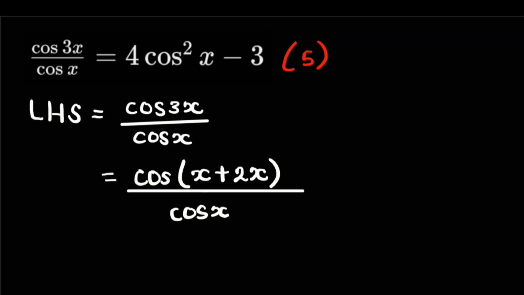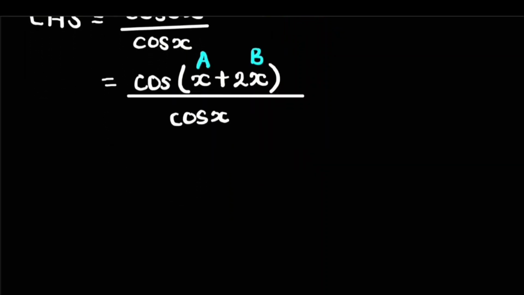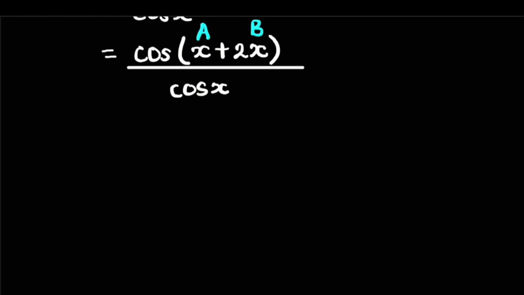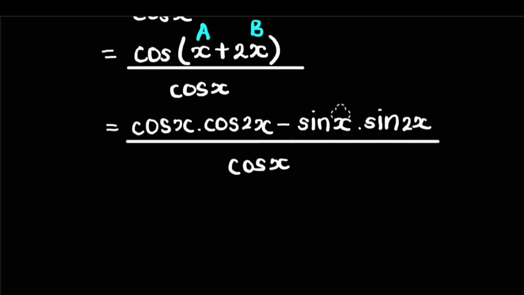And now what you notice is that since we've compounded it, x represents a and 2x represents b. So what we actually have here is cos a plus b. And remember your expansion for that is cos a cos b minus sine a sine b. So I'm going to expand it accordingly. So here's our expansion. We have cos x cos 2x minus sine x sine 2x.